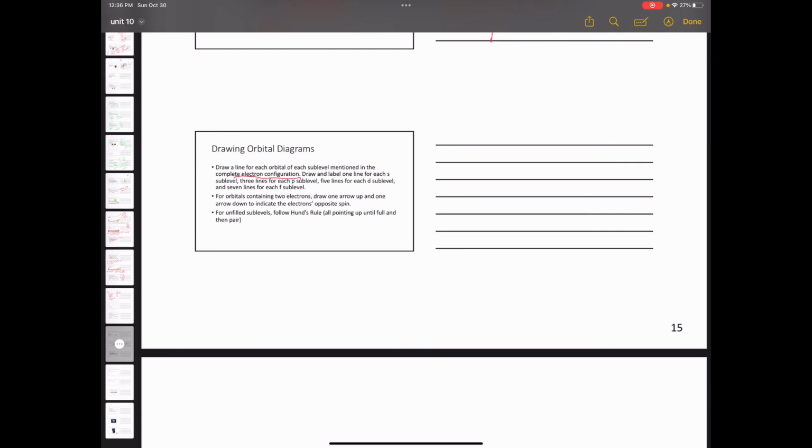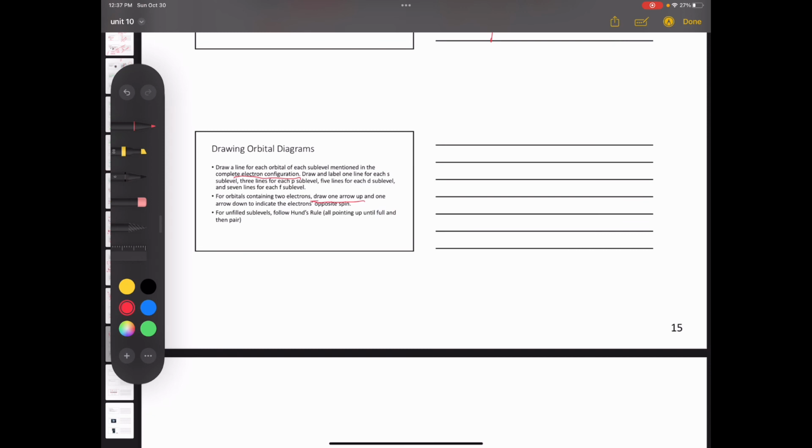For orbitals containing 2 electrons, following Hund's rule, or even the Pauli exclusion principle, we draw one arrow up and one arrow down, indicating electrons of opposite spin. You can't have electrons pointing in the same direction in the same orbital. For unfilled sublevels, we follow Hund's rule. So we start with single filling of electrons, and then we go back and couple the electrons with the opposite spin.